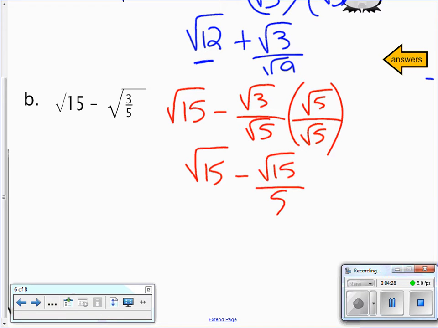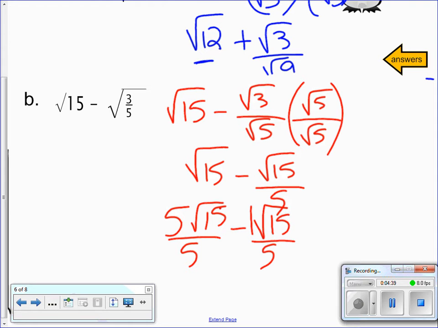I got to get common denominators, so 5 square root 15 over 5 minus the square root of 15 over 5. So that's like 1. So that gets me 4 square root 15 over 5.